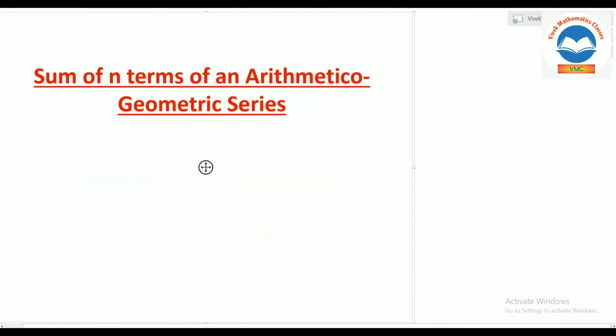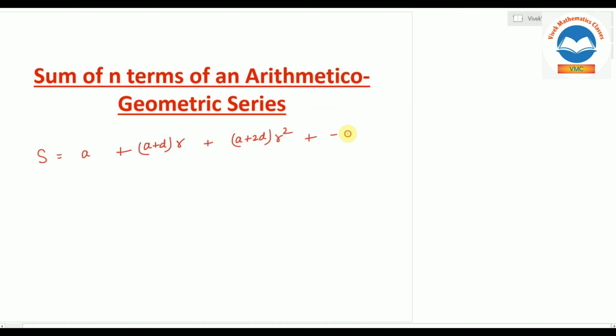Next, the sum of n terms of an AGP. How to find the sum of n terms of an AGP? Okay, so let's say S equals the first term A, second term (A plus D) into R, third term (A plus 2D) into R square, next plus and so on.